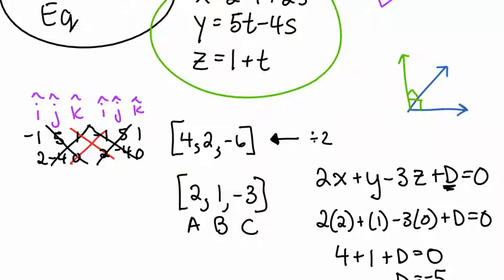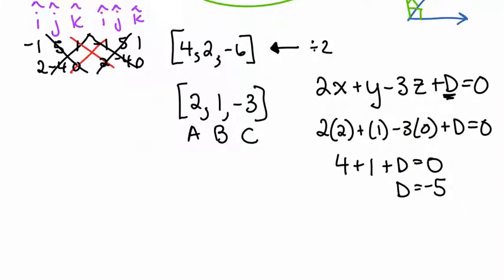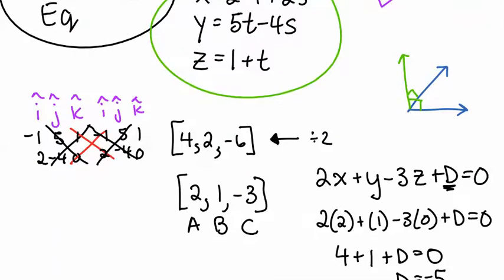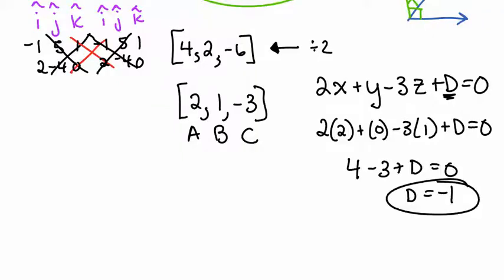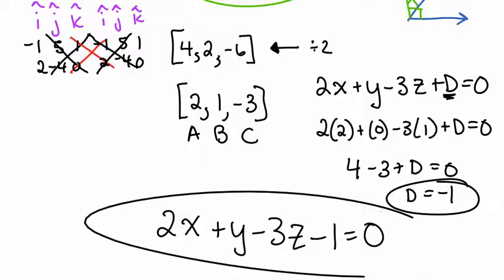Does it? No, I can't do math. What the heck? Did I sub that in wrong? It's 2, 0, 1. I'm trying to go fast. I'm going slow. 2, 0, 1. Sorry about that. So I got 4 minus 3 plus d equals 0. So d is actually equal to -1. Amazing. 2x plus y minus 3z minus 1 equals 0. Scalar equation of a plane. Boom. Done. The end of the video.